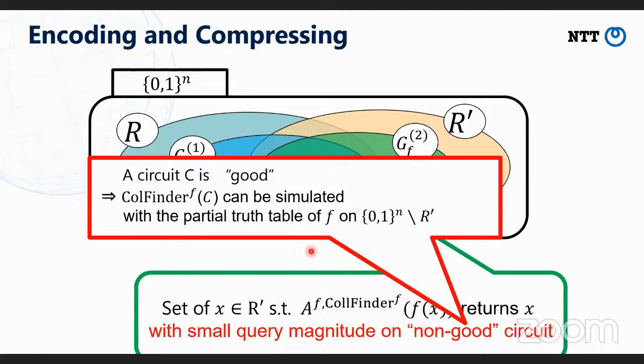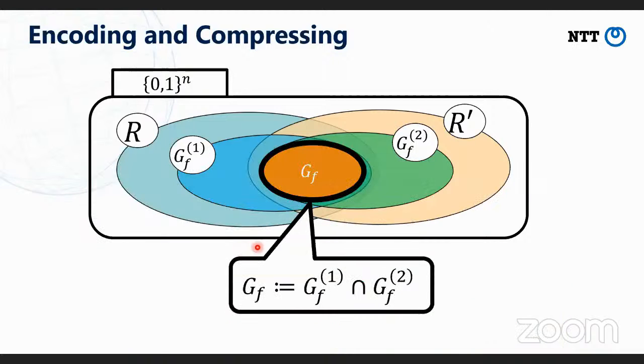And actually, how to formally define such a good circuit, or how to come up with such a definition of good circuit, is the technical core of our paper. But since I don't have enough time today, please check our paper for details. And next, I define the good subset GF to be the intersection of GF1 and GF2.